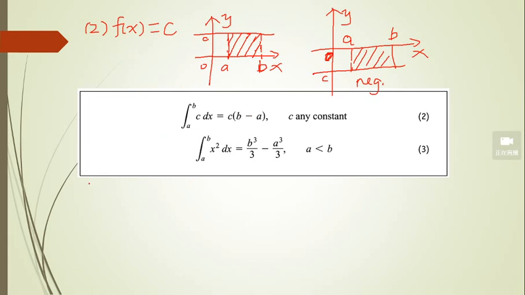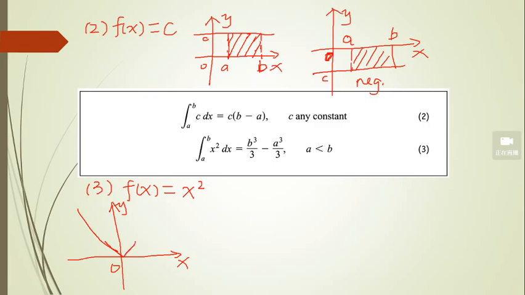Third one, what is the function? f(x), comparing with the standard expression, of course, it's x squared, okay? What is the situation we discussed with x squared? That is the first example we talked about in chapter 4, right? x squared, of course, it's just a parabola. Not very good drawing. So this is a parabola, right?